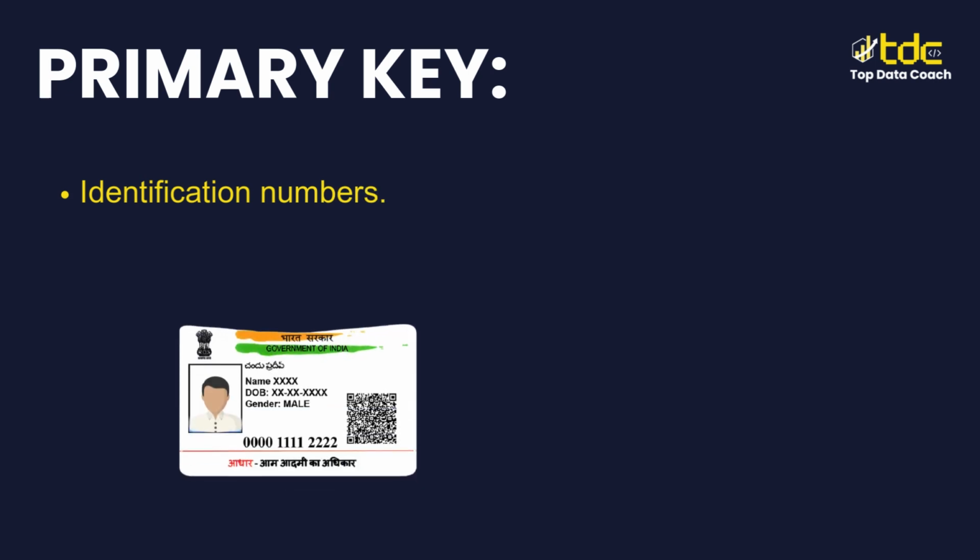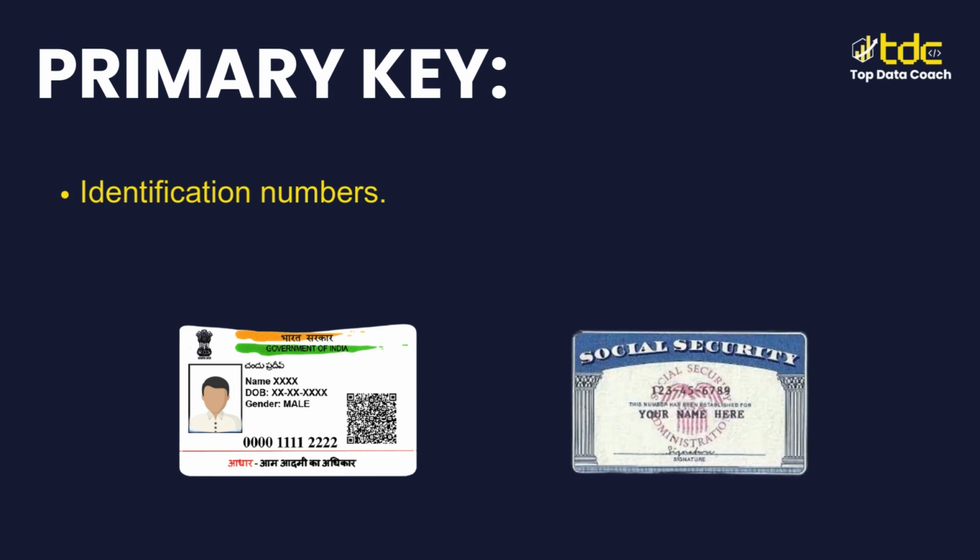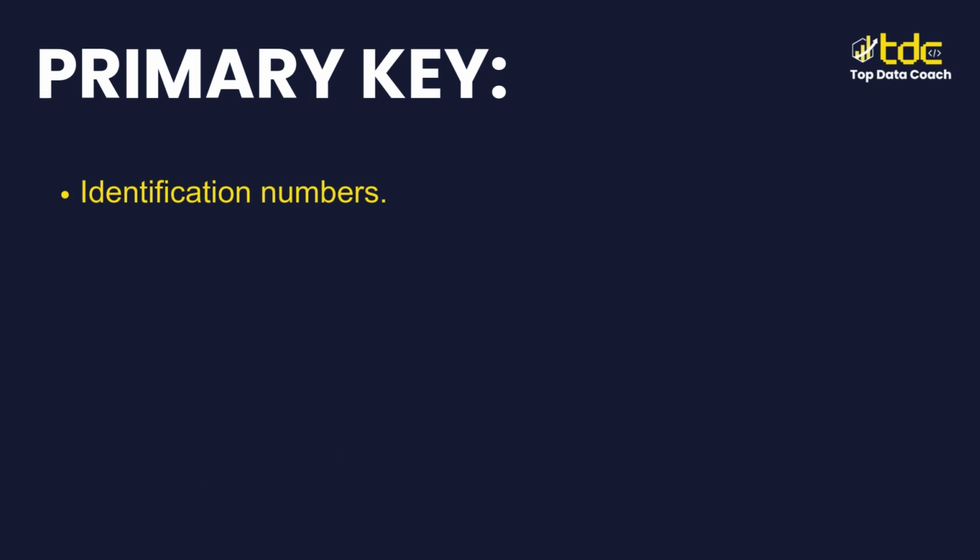In India, every citizen has a unique Aadhaar number. This number is specific to one person and only one person, ensuring that no two people share the same Aadhaar number. In the US, the Social Security number serves a similar purpose. Each person has a unique SSN that identifies them in government data. Primary key is just like this identification number.